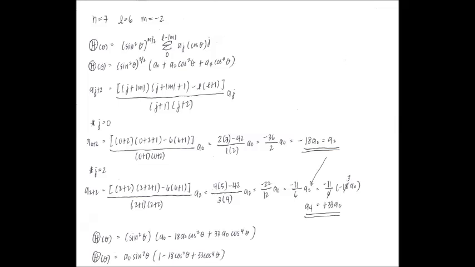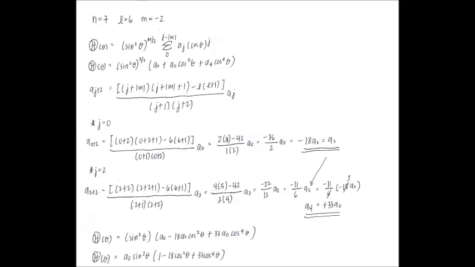Next, when j is 2, a4 equals (2 plus 2) times (2 plus 2 plus 1) minus 6 times (6 plus 1), over (2 plus 1) times (2 plus 2), a2, which is equal to negative 11 over 6 a2. Then we substitute the value of a2 into the value of a4, which is negative 11 over 6 a2. So we substitute the negative 18 a0 for a2. We will get a4 equals positive 33 a0.